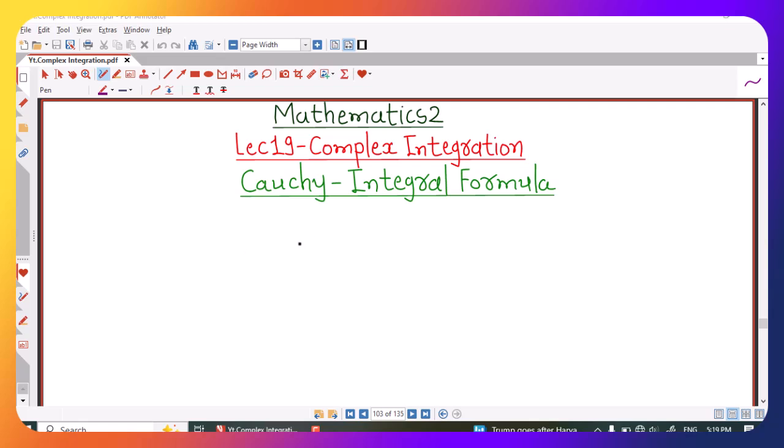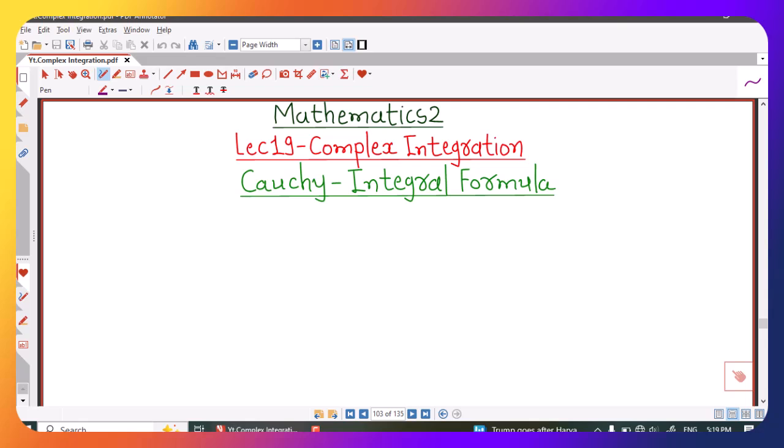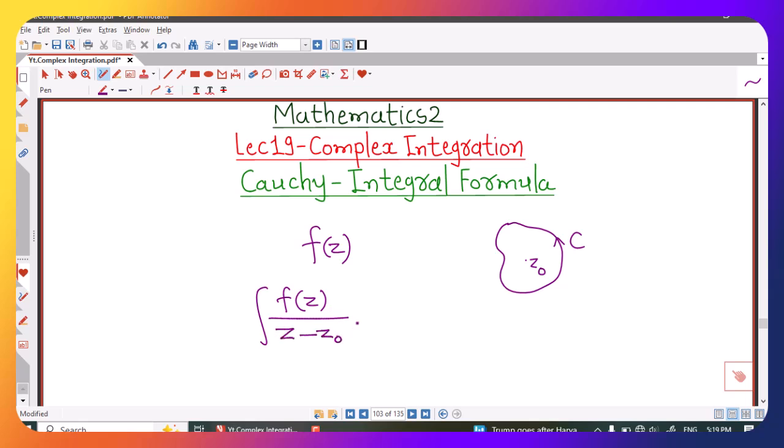Now we know that if we have a function f of z which is analytic at every point inside and on a simple closed contour C, and if we have a point z0 which is interior to this simple closed contour C, then the complex line integral of f of z divided by z minus z0 along this contour is given by 2 pi i times the value of this function f of z at point z0, which is interior to the given simple closed contour C.